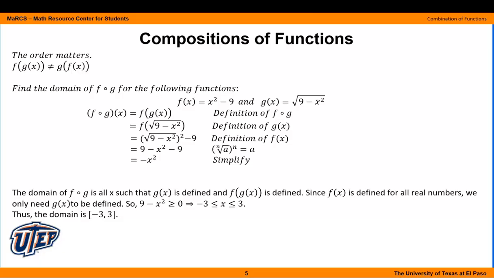The final answer here is that the function f of g of x is equal to negative x squared with a domain of negative 3 to 3, including negative 3 and 3. When working with compositions, always substitute carefully, simplify step by step, and always check the domain, especially when square roots and dividing by a function are involved.